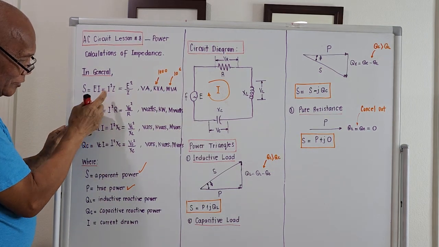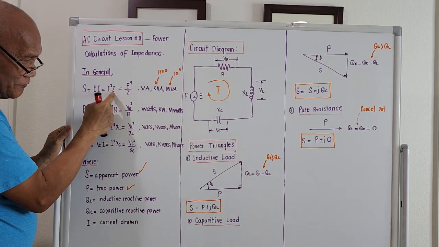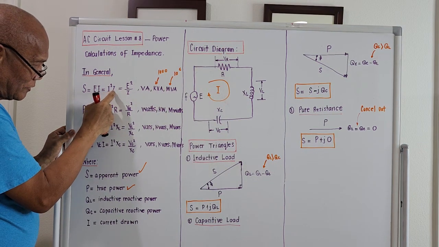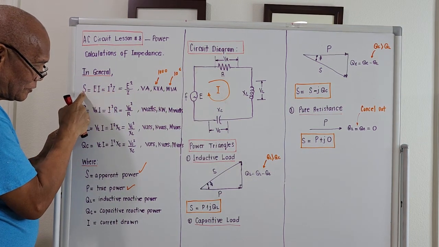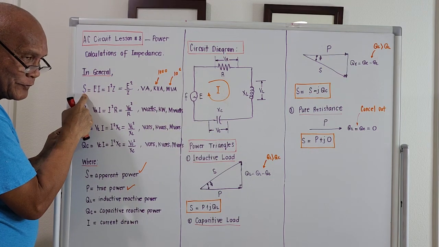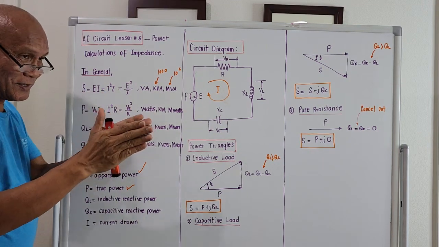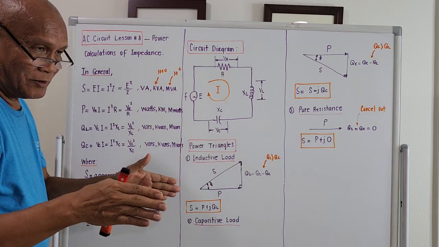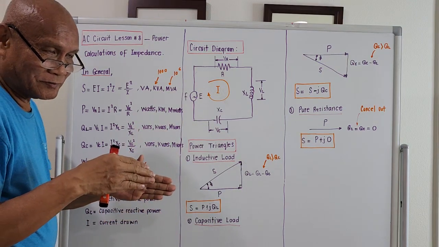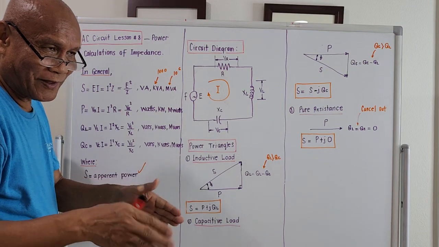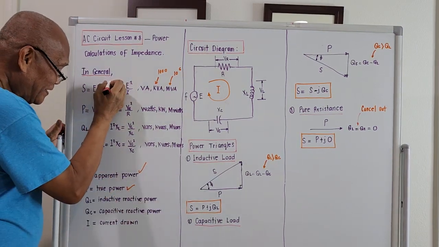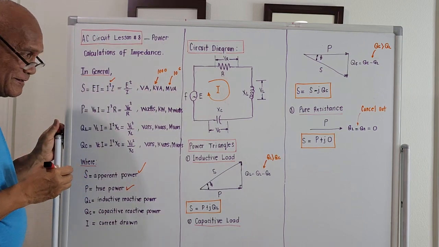Equation number 2, it will be the square of the current times the impedance. If you square the current multiplied by the impedance, that is still apparent power. Okay, so take note of that one. That's why the last time around, I have taught you the concept on how to compute for the current consumption.